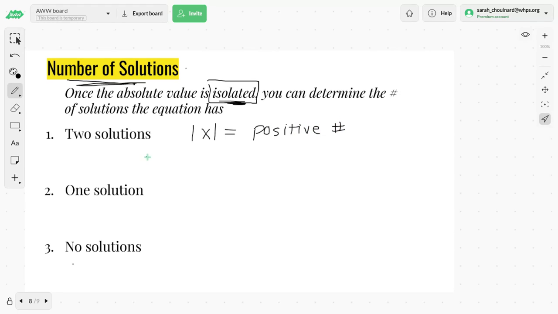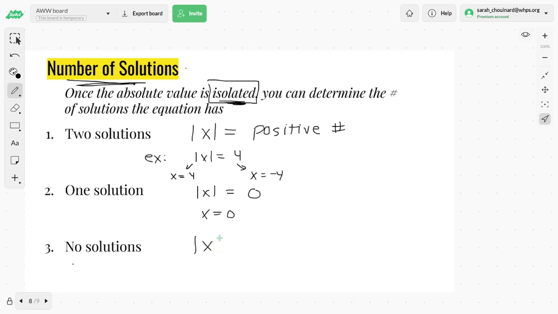So for example, when we had the absolute value equal to 4, there were 2 possible answers. X was positive 4 and x was negative 4. Both these numbers, when you take the absolute value, equal 4. We're going to get one solution if the absolute value is equal to 0. Because in this case, there is no positive and negative 0, like there was a positive and negative 4. There's just one value, and that's 0, because there is no such thing as negative 0.